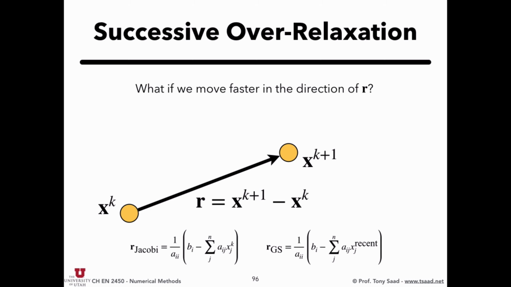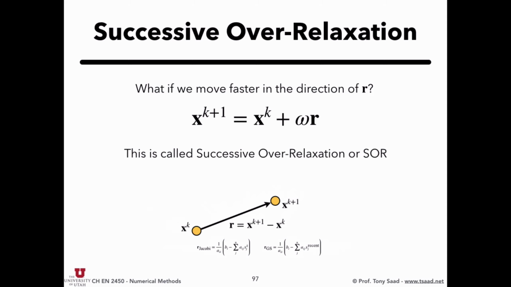Now, what if we move faster in the direction of R? What if we say, hey, we have an R. Can we scale R somehow to go faster? And then we introduce this nomenclature. We say, okay, xk plus 1 is xk plus some factor, some constant value, times R. What happens? Actually, we will go faster. We will actually go much, much faster, maybe 100 times faster sometimes, okay? Just by introducing this constant, okay? And this method is called successive over-relaxation, okay?